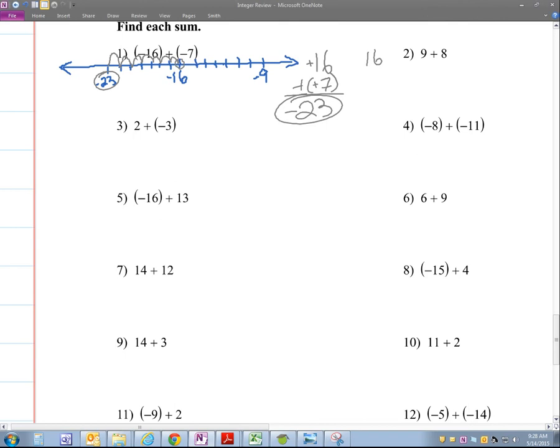You have to show your work, or you get half credit. Do we have to do both ways? No, you do not have to do both. You can do whichever one you like. You have to show your work.